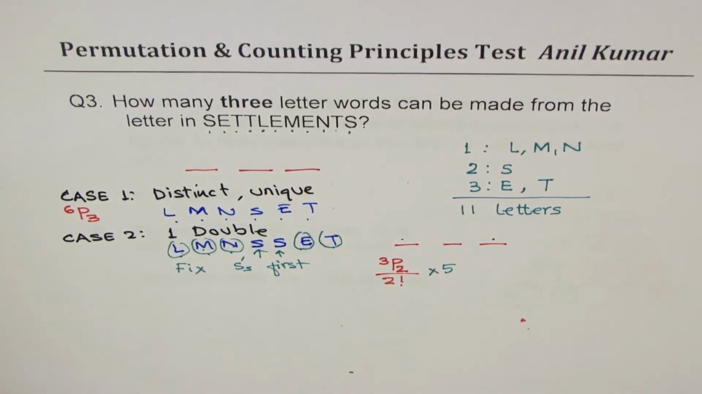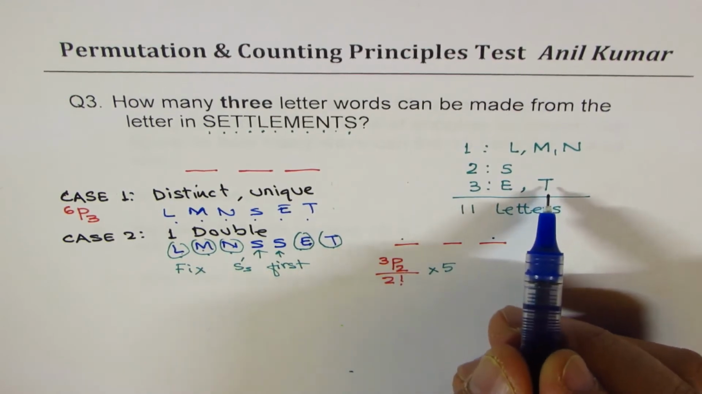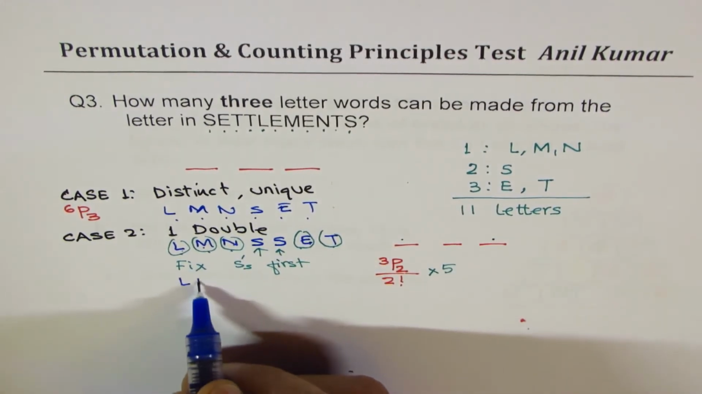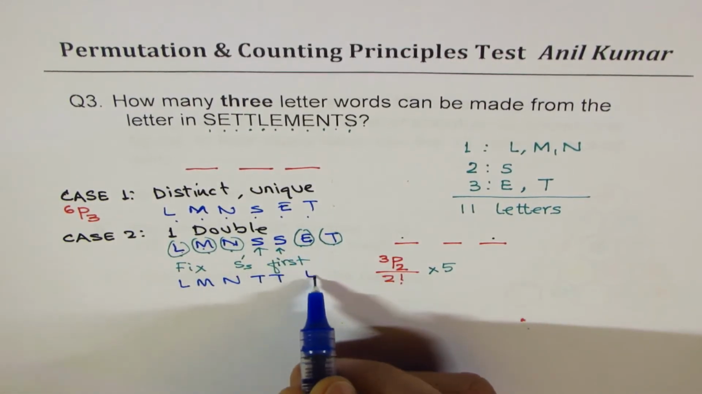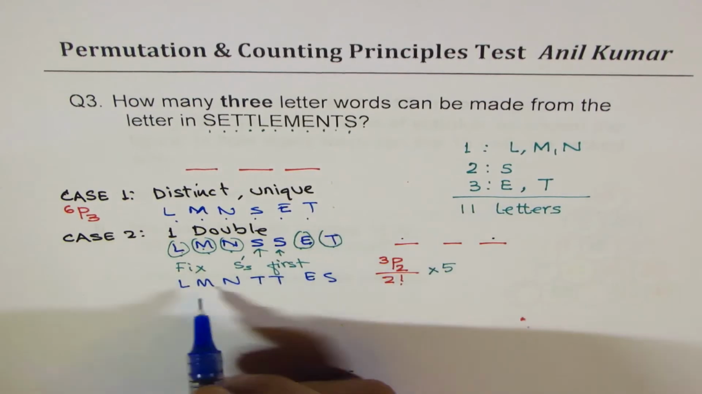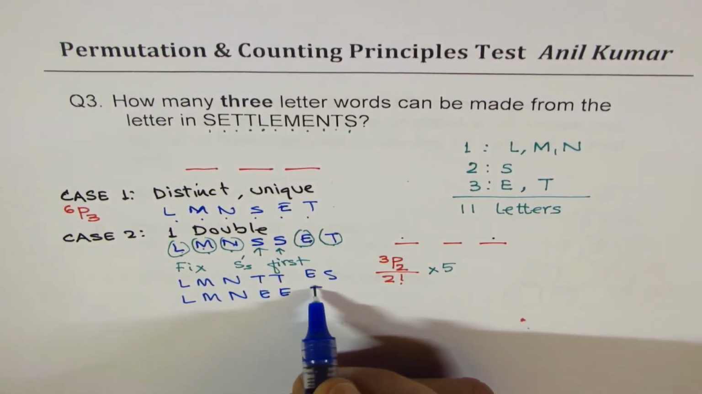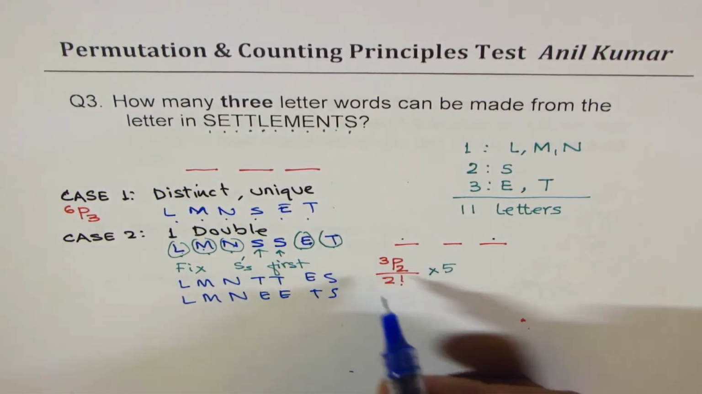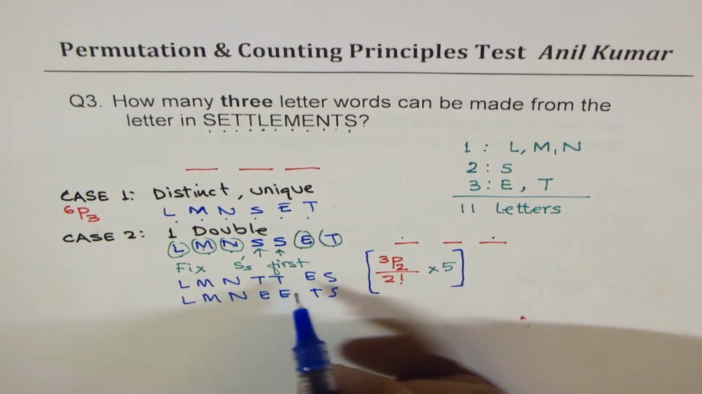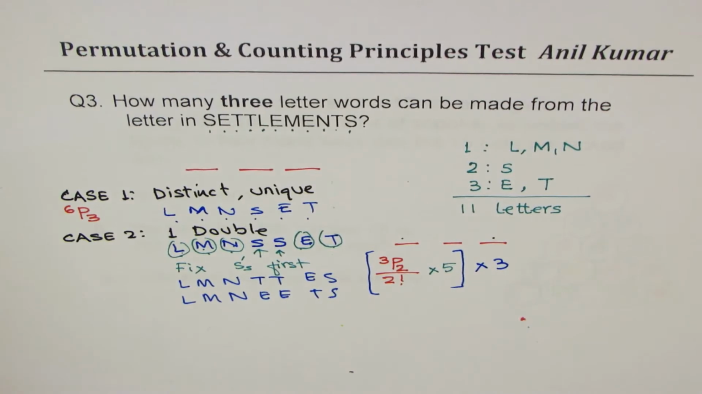Now we have other options also. What are the other options? Instead of 2 S's, we could have 2 E's or 2 T's. So we could have L, M, N, 2 T's, and then E and S, or we could have 2 E's: L, M, N, E, and then T and S. Do you see that? And exactly the same rules will follow. So for this particular combination, we have 3 options.